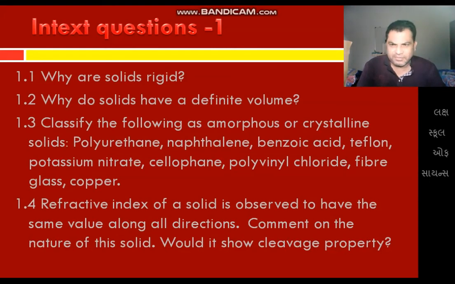Third point, classifying as amorphous or crystalline solids: polyurethane, then naphthalene, benzoic acid, teflon, potassium nitrate, polyvinyl chloride, fiberglass, copper. So here I will underline two things. The rest of the things you will understand.